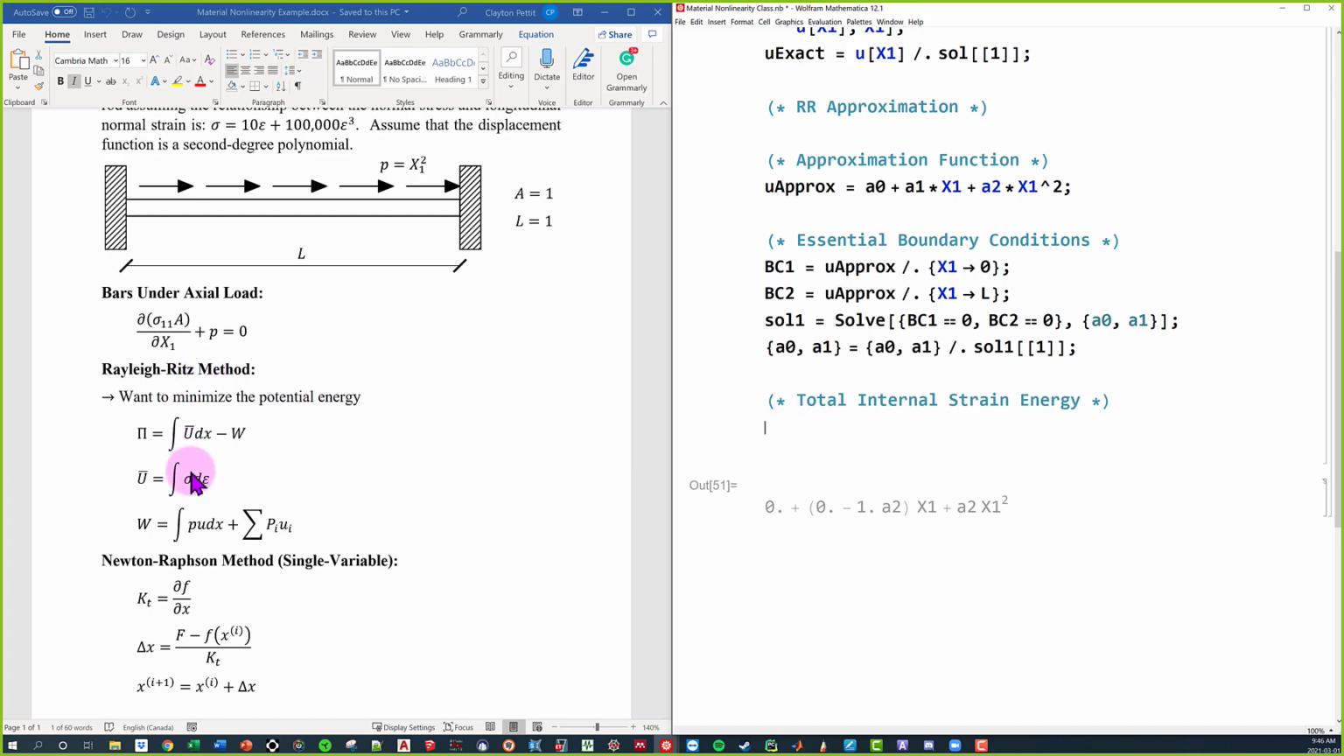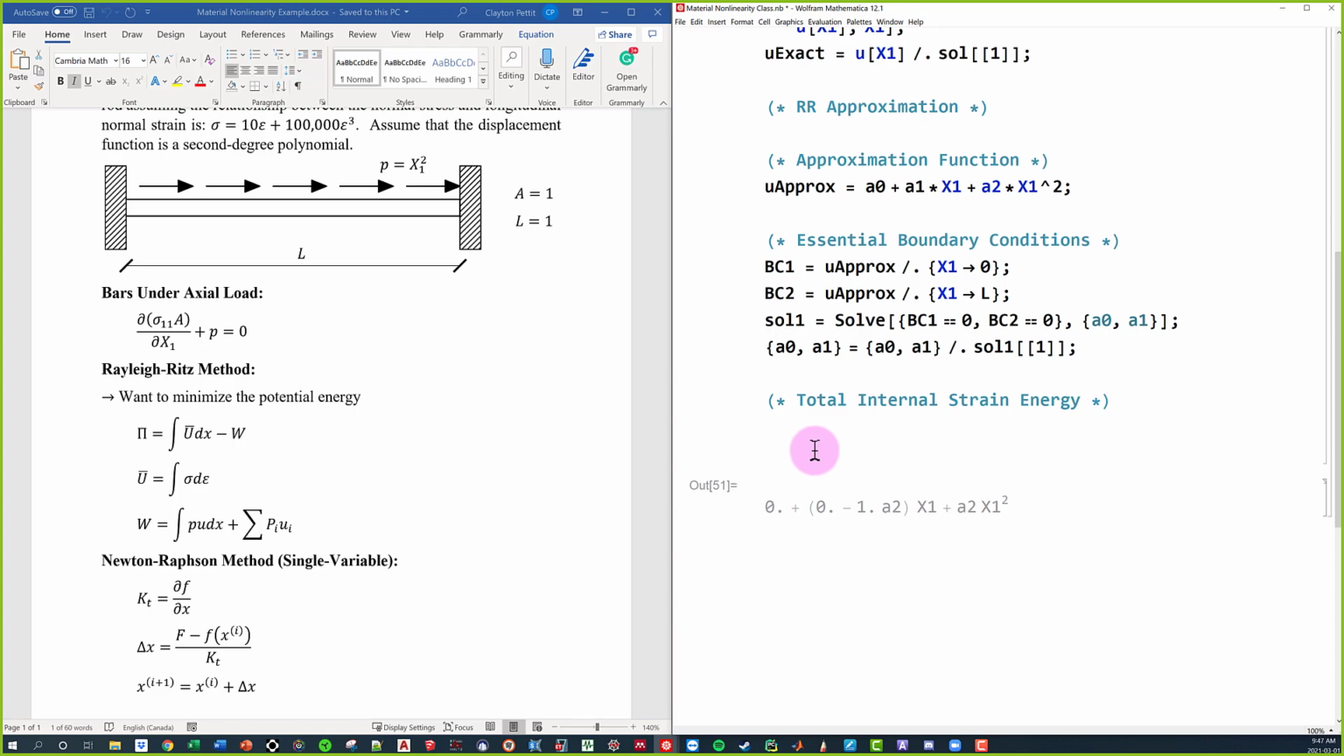So if we were to look here, it's actually rather simple. We're integrating over the beam this u bar of x. Now this u bar is the strain energy density. All right, so the question is, how do we get that? Well, before it was nice and easy because we had a linear elastic material, but now it gets a little bit more complicated.